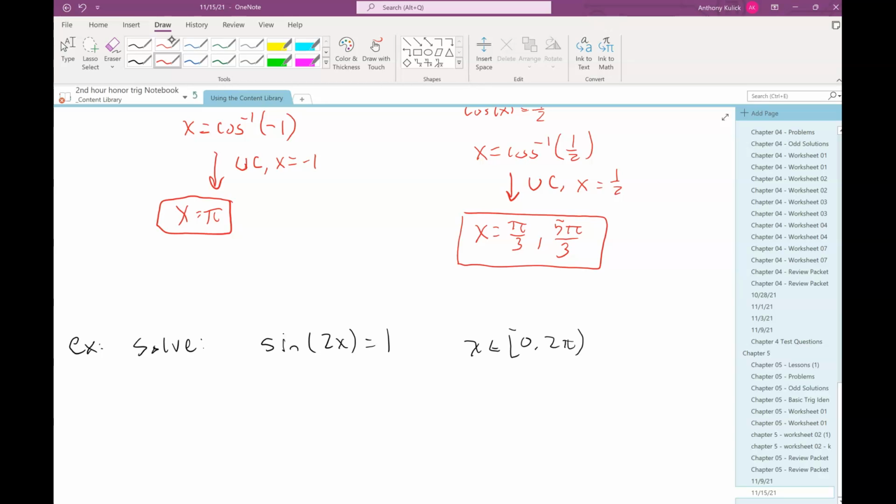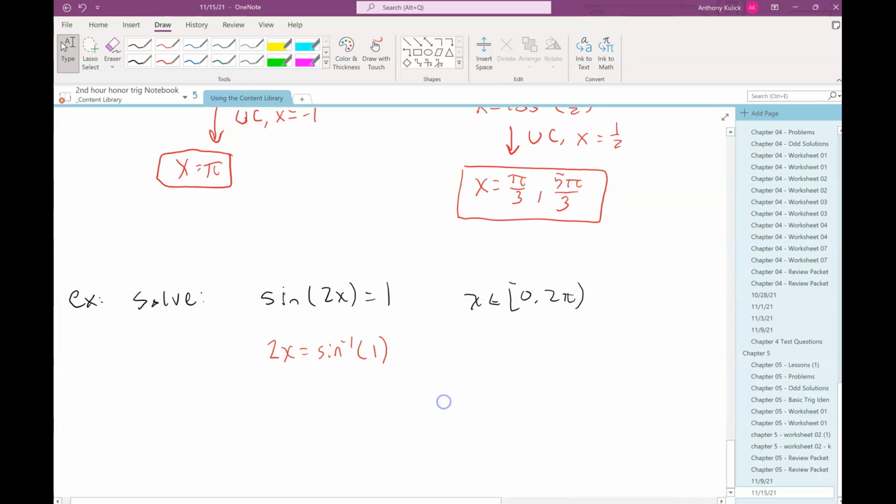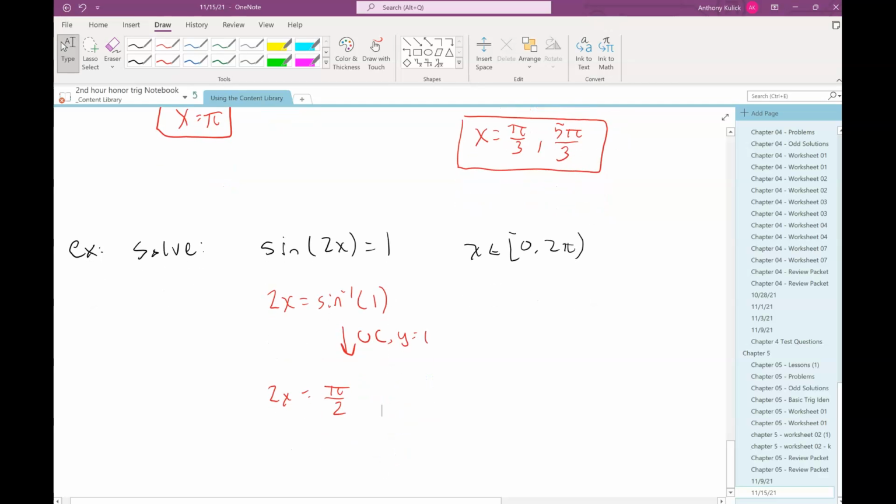So naively, you'd think, okay, well, 2x is equal to sine inverse of 1. And the sine inverse of 1, if I go to the unit circle, I look at where the y-coordinate is 1. That happens only at pi over 2. And then I just multiply both sides by half, or I divide by 2. And I'd say my answer should just be pi over 4, right? That all makes sense to everybody?